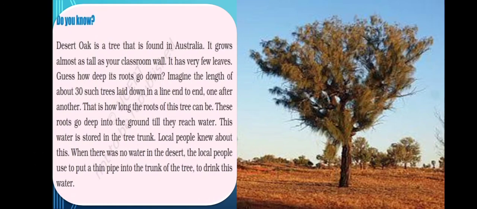So today we discussed different parts of a plant, different types of roots such as taproot, fibrous root, hanging roots of the banyan tree and desert oak tree, and the things that can grow and that cannot grow. These all we learned today.